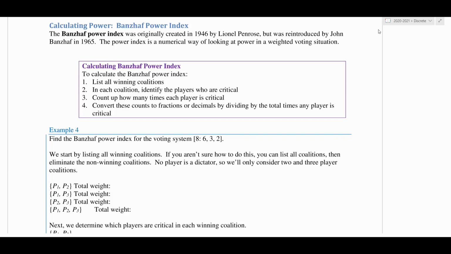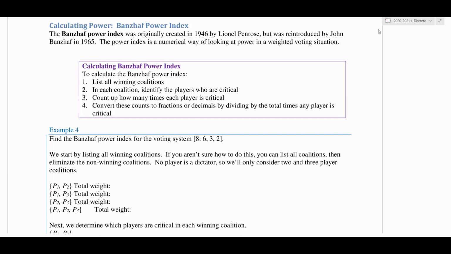And this sounds really weird, but it was named after a guy called John Bonshoff in 1965. It was originally created by Lionel Penrose. But it's a power index that actually gives you a numerical measure of how much power you have in a weighted voting system. And you might be thinking, well, I thought we could tell that already at the beginning of these weighted voting systems because we could see how many votes each player had.